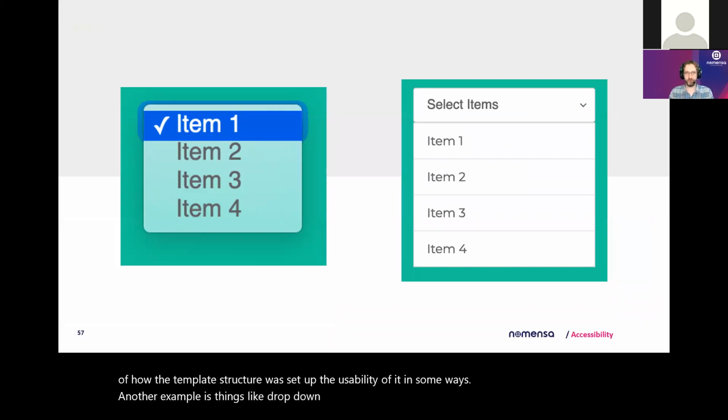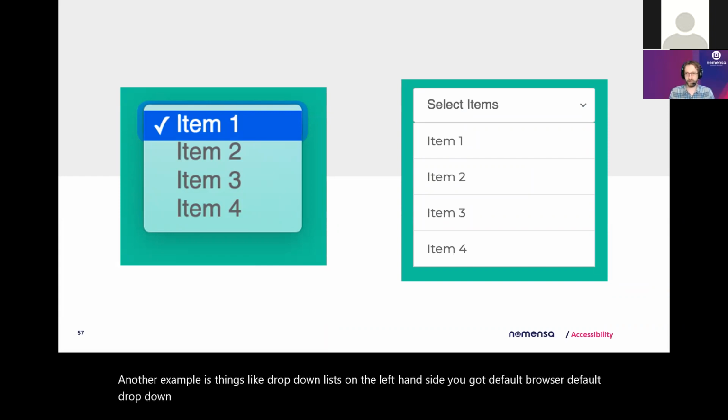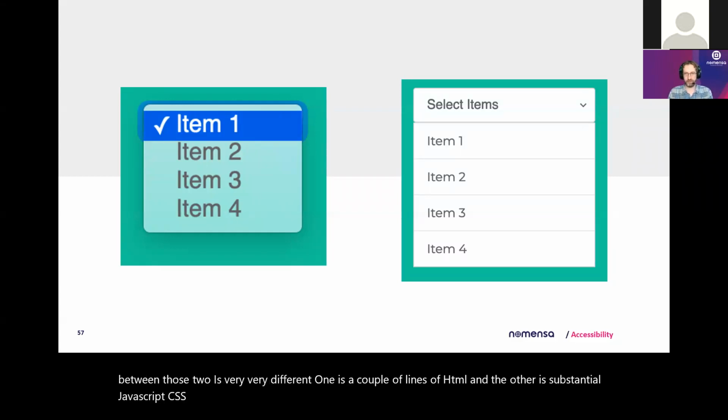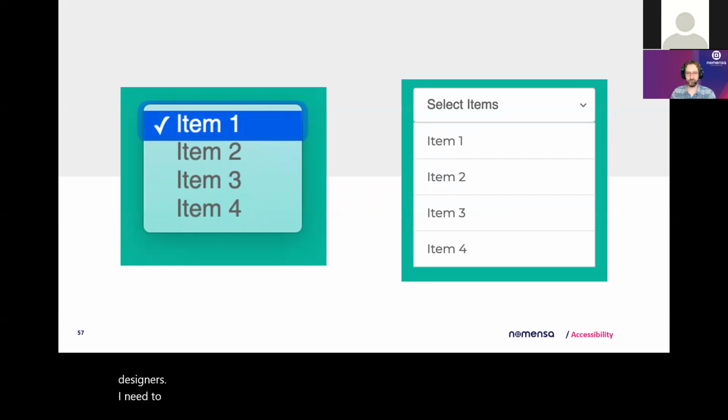On the left-hand side, you've got a browser default drop-down list. On the right-hand side, you have a fancy drop-down list. And the level of work needed between those two is very, very different. One is a couple of lines of HTML, and the other is substantial JavaScript and CSS, put together in a particular way. So if you get friction at that stage, it means your designers need to know more about accessibility.